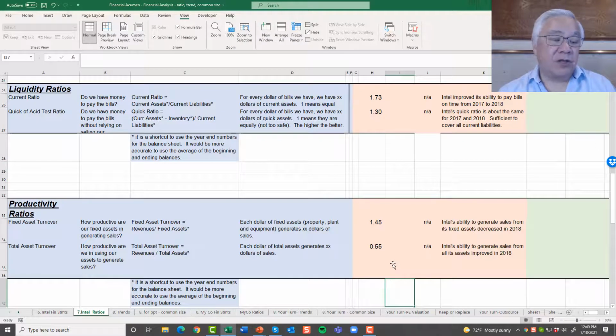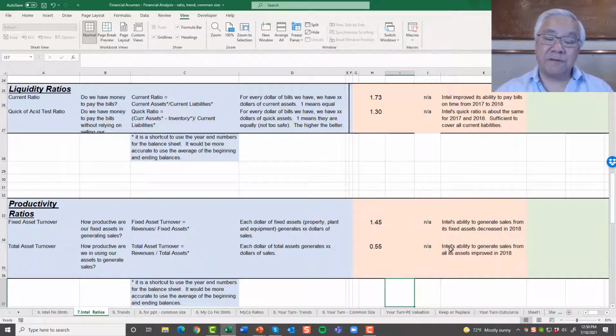The first one we chose is the current ratio, which takes the current assets divided by current liabilities. And this answers the question of, can we pay our bills? Specifically, for every dollar of liabilities we have, how much do we have in assets? And here, the higher the number, the better. The more coverage we have from an asset standpoint for a dollar of liabilities, the better off we are.